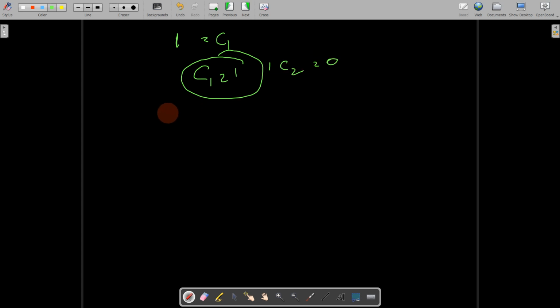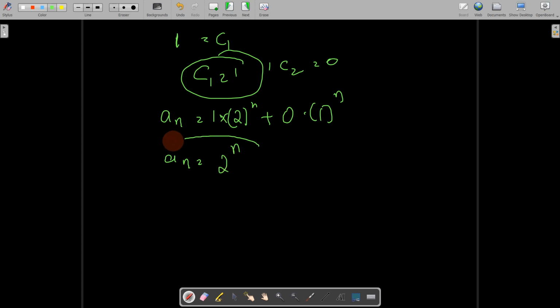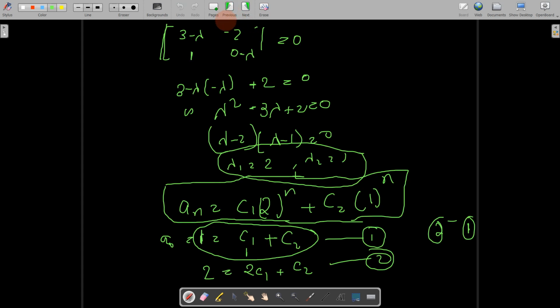So an is equal to the first eigenvalue 2 to the power n with c1 equal to 1, plus c2, which is 0, times 1 to the power n. So our closed form nth term is equal to 2 to the power of n. This will generate the whole recurrence relation. So this was to summarize. In an exam you can directly solve like this, but if you understand the intuition, you will appreciate this method more.